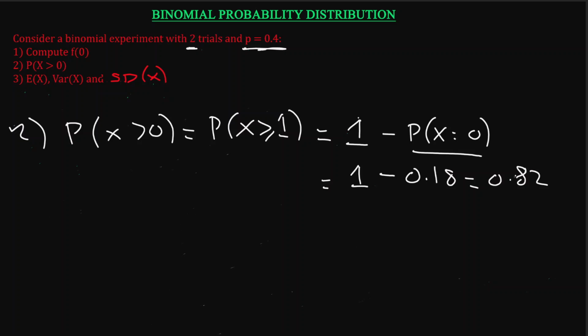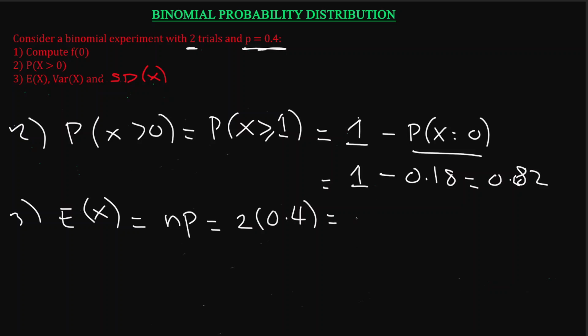All right, now let's go to number 3. What is the expected value or the mean of x? The formula for finding that is n times p. We already have our n to be 2, and we have our p to be 0.4. So n times p is equal to 0.8.